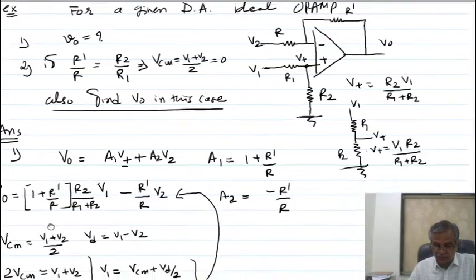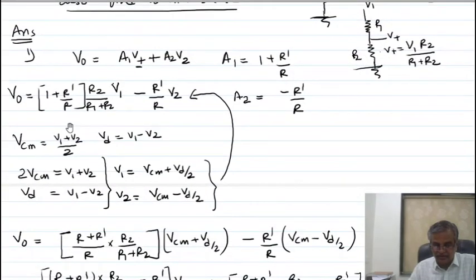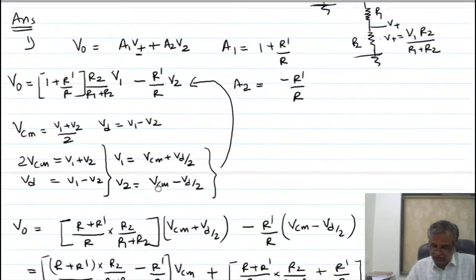VC is equal to V1 plus V2 by 2 and VD is equal to V1 minus V2. So common mode signal is V1 plus V2 by 2. Differential signal is V1 minus V2. From these two, I have calculated the value of V1, V2. Put this V1 and V2 in this equation. So I am keeping the value of V1 and V2 here. As I am keeping the value of V1, V2, I am getting this.